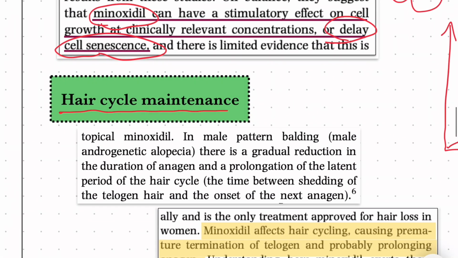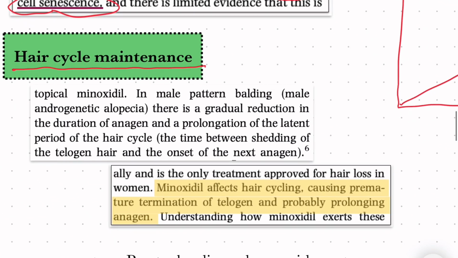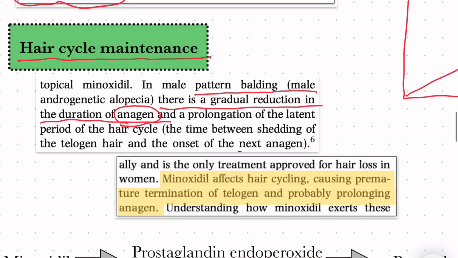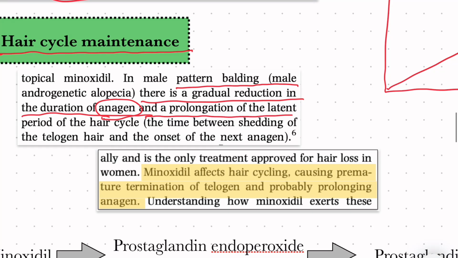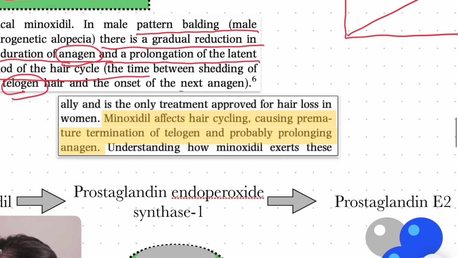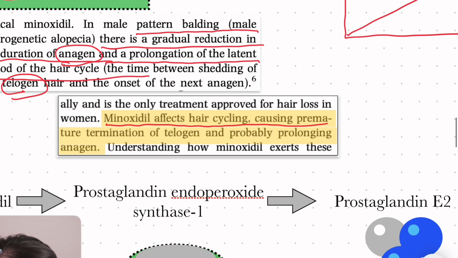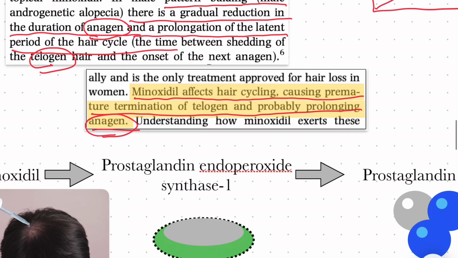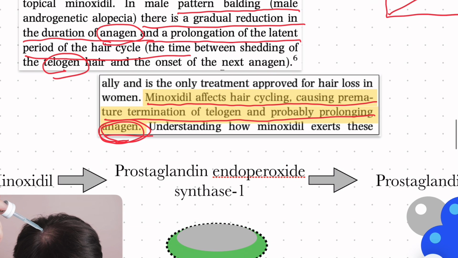And now moving on to hair cycle maintenance. So in this study, it says that in pattern baldness, there is a gradual reduction in the duration of the anagen. This is the growth phase of the hair cycle, and a prolongation of the latent period of the hair cycle, which is the telogen. And it also says minoxidil affects hair cycling, causing premature termination of telogen and probably prolonging of anagen.